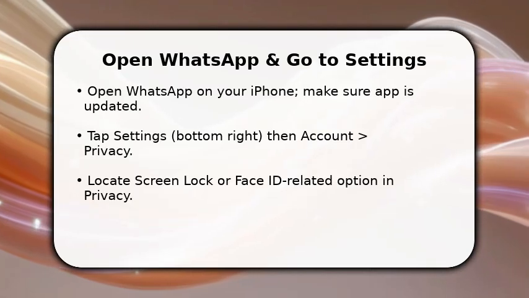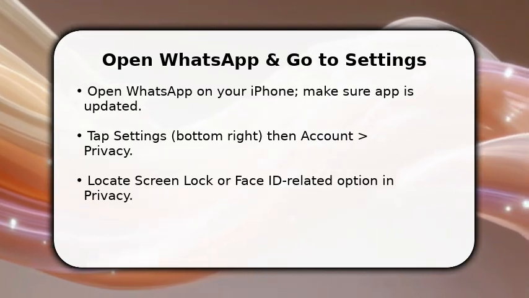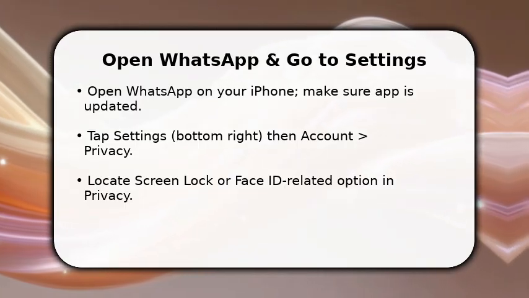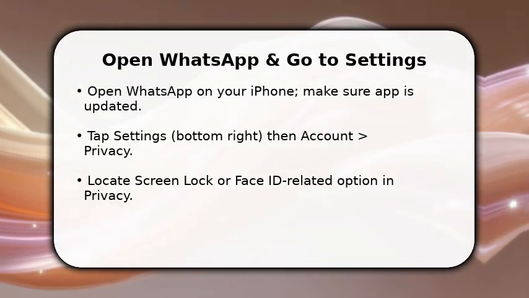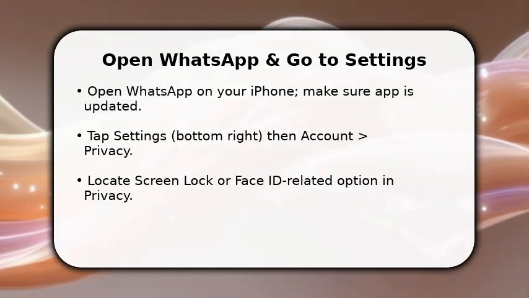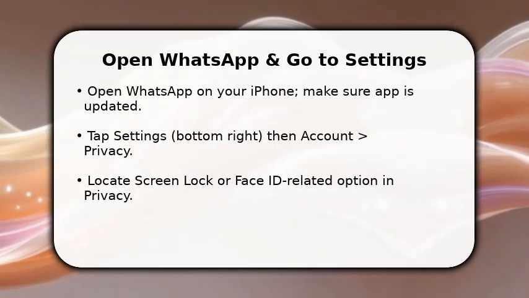Enjoy the video. You'll start inside WhatsApp, not the phone settings. Open the app, tap Settings at the bottom right, then choose Account and Privacy. Once done, scan the privacy screen for screen lock or a Face ID mention. WhatsApp shows that control there so you don't have to hunt through iPhone menus.